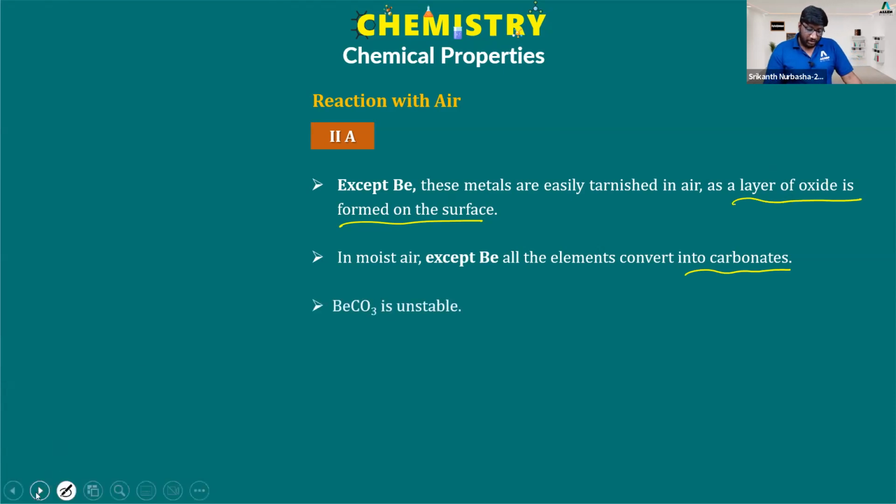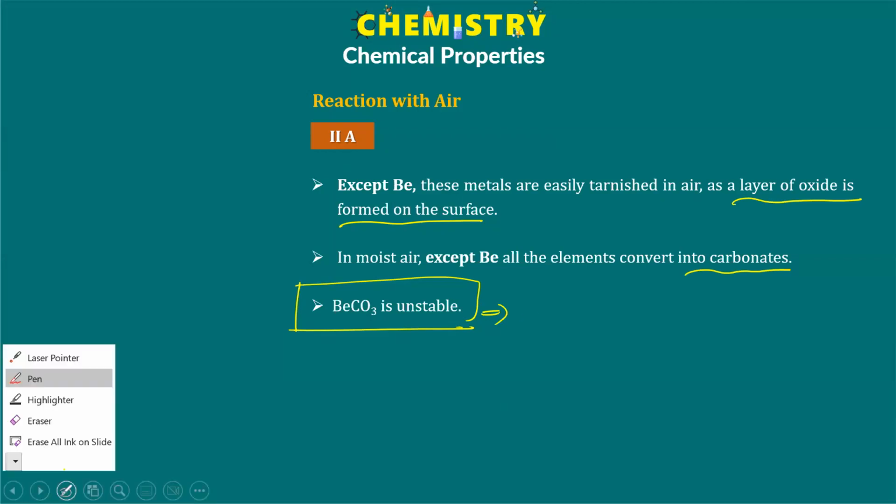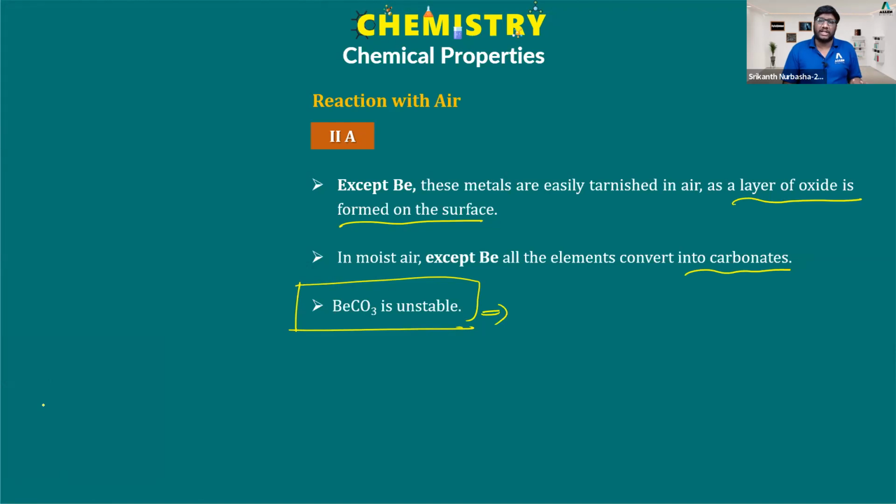BeCO3, beryllium carbonate, is unstable. Why is BeCO3 unstable? Because it has higher covalent character. Yes, Be2+, due to its higher charge density, can polarize the electron density of CO3 2-.